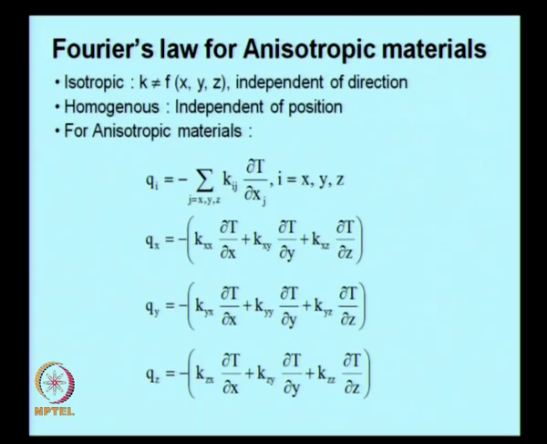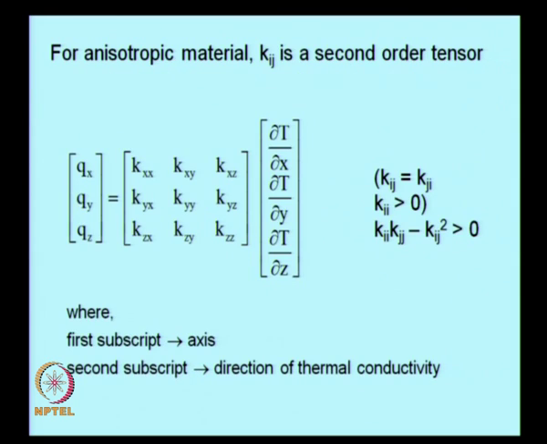Now for anisotropic materials, qx, qy, qz, each of these contains three components, okay. So you have qx is kxx dT by dx, kxy dT by dy, and kxz dT by dz, and it follows like that for the other two. Now the heat flux is related to the temperature gradient through something called the thermal conductivity tensor, okay.